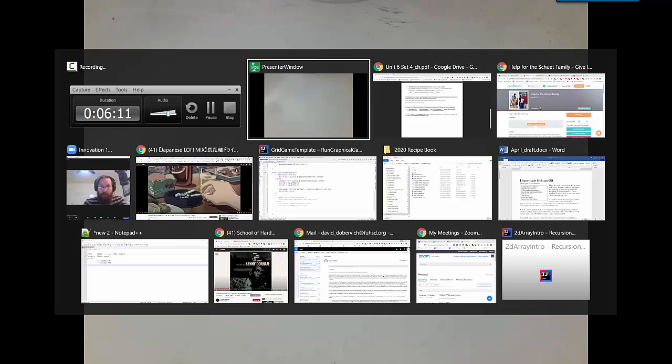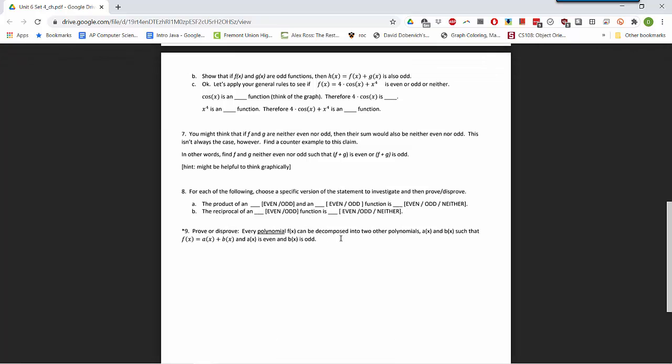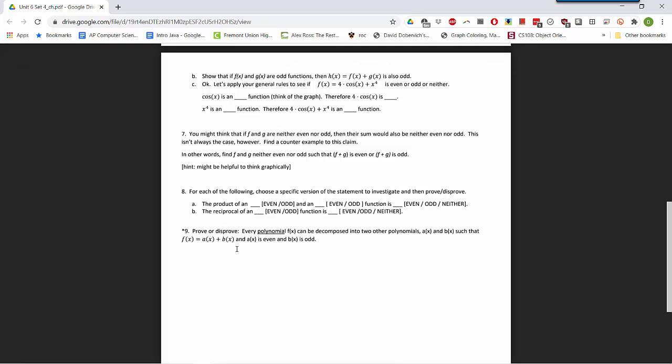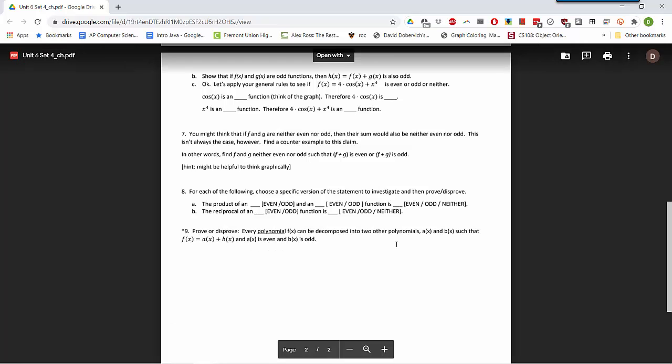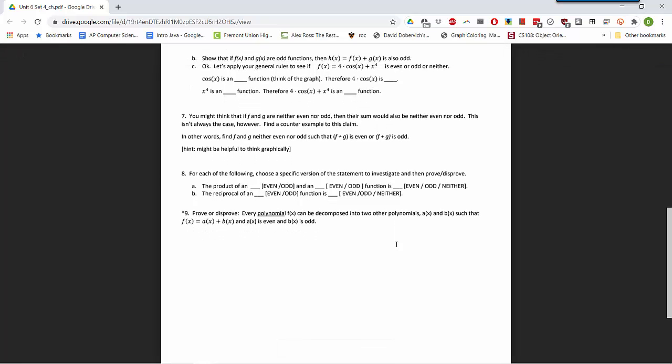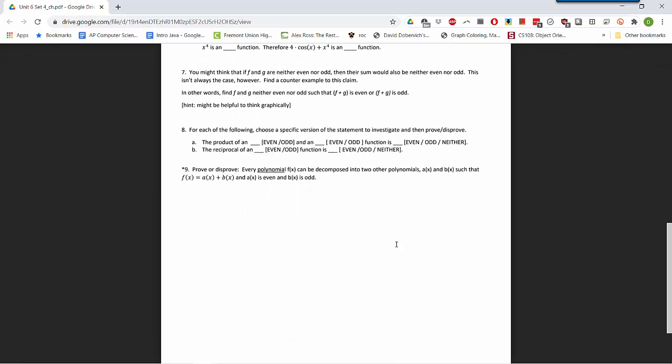Number 9 says, prove or disprove: every polynomial can be decomposed into two other polynomials, a and b, such that the original one is a plus b, and a is even and b is odd. So this one, you might have to read it a couple of times to understand what it's even saying, and then you might need to fiddle around with a couple of examples.